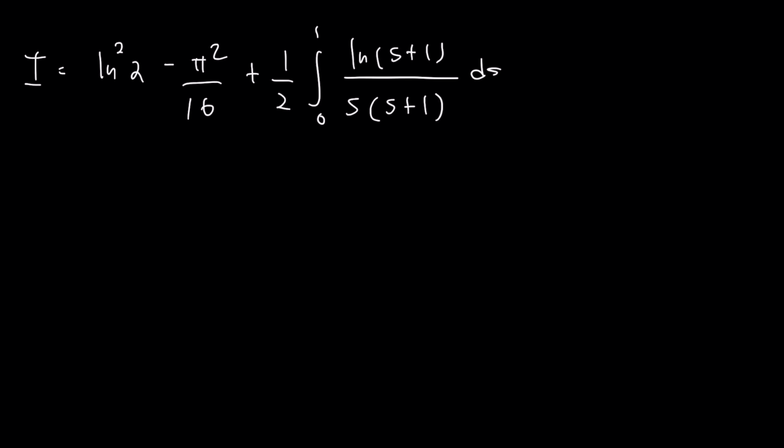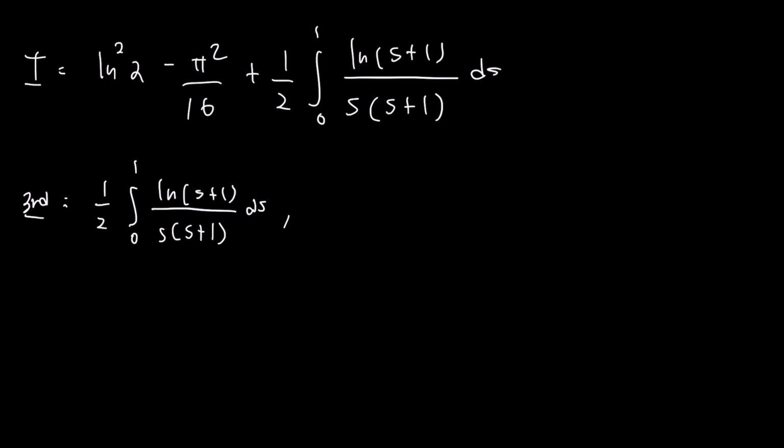So we finally have that our integral is the squared logarithm of 2 minus pi squared over 16 plus 1/2 the integral from 0 to 1 of the natural log of s plus 1 divided by s times s plus 1 ds. So we'll focus on the last integral. So for the third one, we have 1/2 the integral from 0 to 1 of the natural log of s plus 1 divided by s times s plus 1 ds, and we will use partial fractions again.